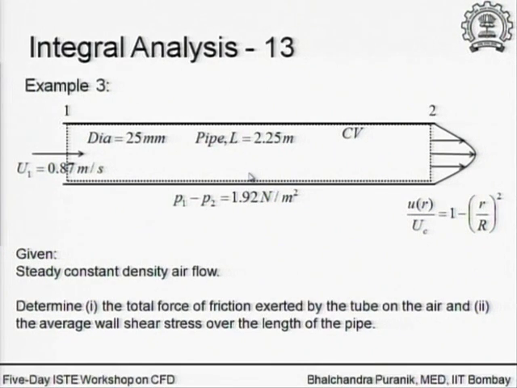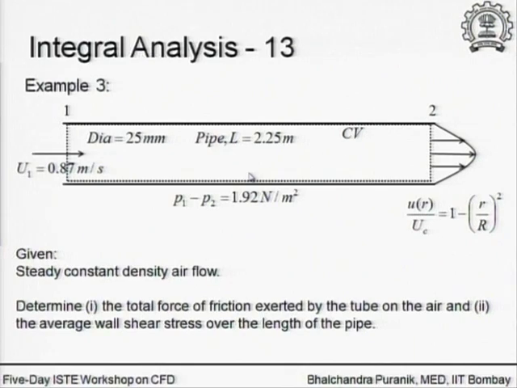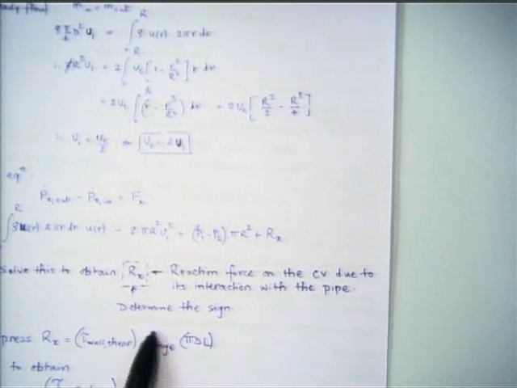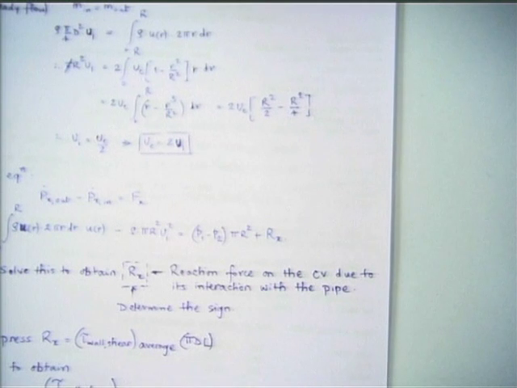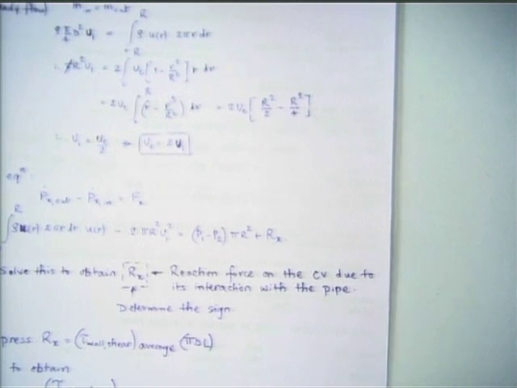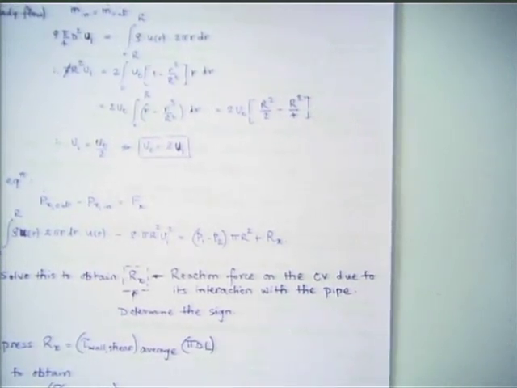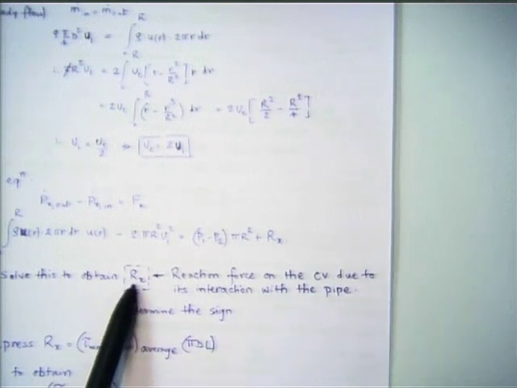Because what was asked in the problem statement is the total force of friction exerted by the tube on the air. So on the air means whatever is the material inside the control volume, which is exactly what we want. Now the second part of the problem asked what the average wall shear stress over the length was. So you simply express the magnitude of this Rx as an average wall shear stress times the area over which it is acting, which is simply pi d times L, and you should get that. So please, if you are really enthusiastic, tell me tomorrow that this really came out negative. At least I am hoping one person should tell me. Is that fine?